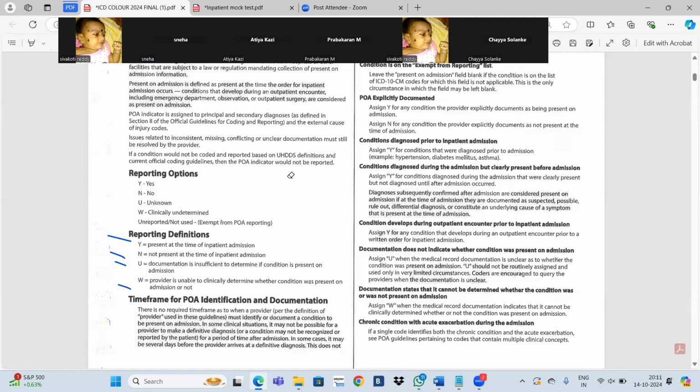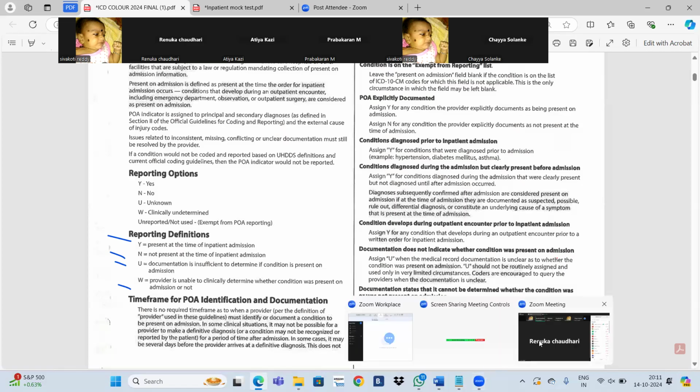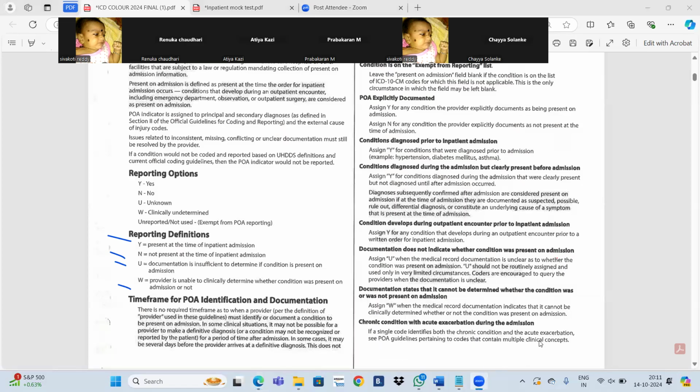So while you are reading the document, you are unable to identify whether the condition was present at the time of admission or not. The document was not sufficient to identify the indicator. At that time, you need to add U indicator, and you need to raise the query to the provider. Then the provider will give a reply.